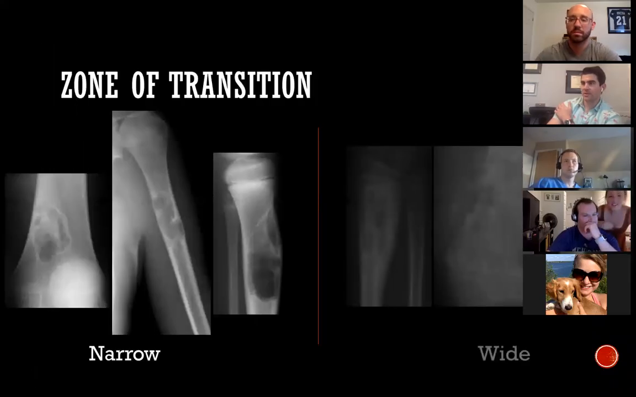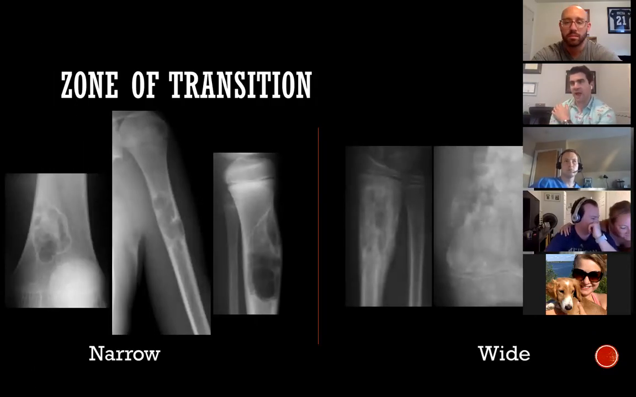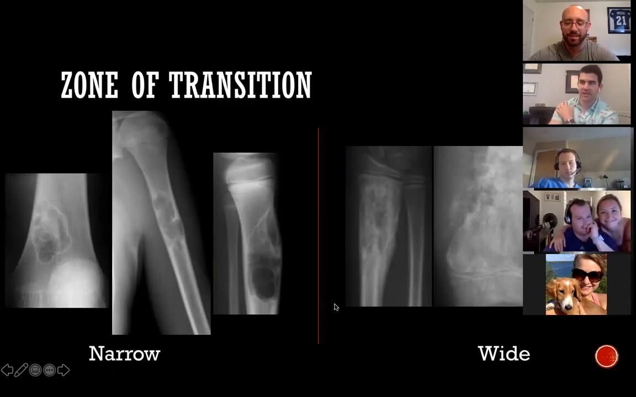But here are some other examples, looking at the zones of transition. Narrow here on the left. Looking at this lesion, you can see this white area, right? We would call this a sclerotic border surrounding the bone lesion. What that means is that the bone has had time to wall off this tumor. It's likely been a slower growing tumor, and the bone is laying down bone, walling it off. When you look at something on the right here where my cursor is, it's really hard to say where exactly this lesion ends. And again, that's what we're talking about, the wide zone of transition.